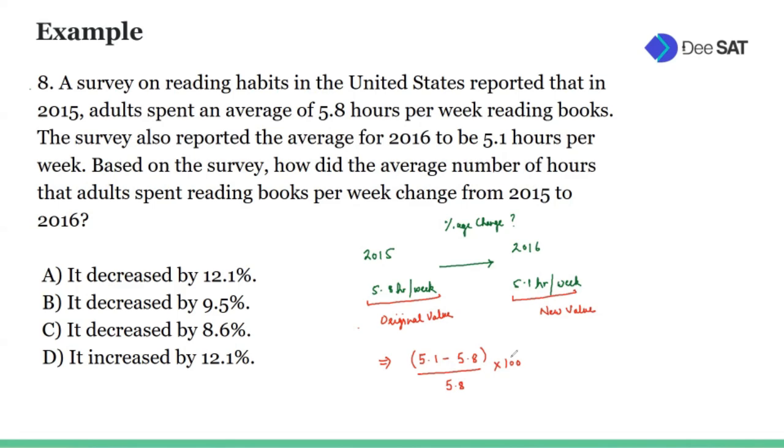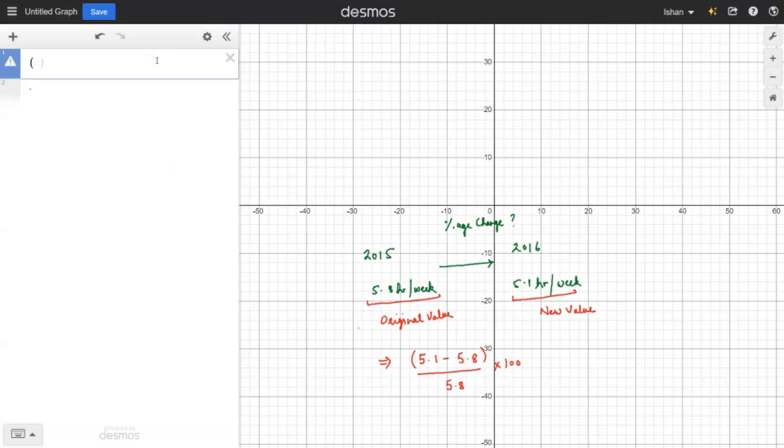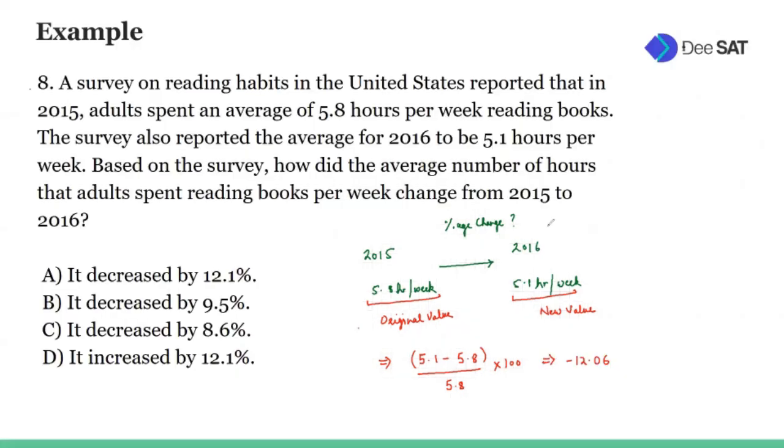Use Desmos for it directly. Use parentheses: 5.1 minus 5.8, whole divided by 5.8, and then you can multiply it by 100. So we'll generate a value which is equivalent to negative 12.06. You will see a negative sign is representing that it is a decrease. So definitely an increase option cannot be my answer. Now all three options are decreases. The closest one is 12.1. So option number A will be the correct answer.